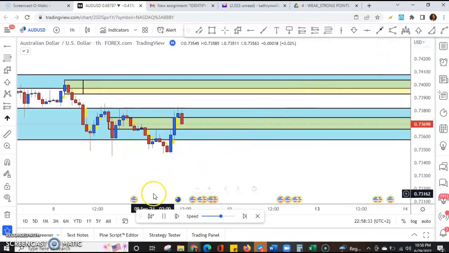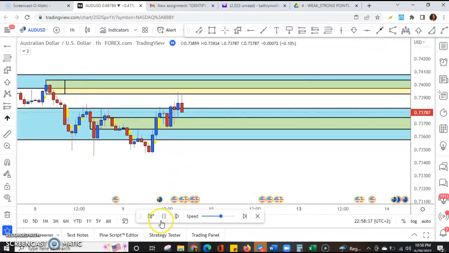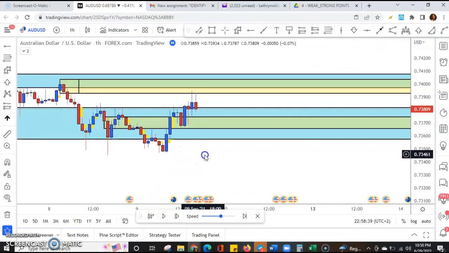A little bit of drawdown, and then bam, you should have already taken profit.